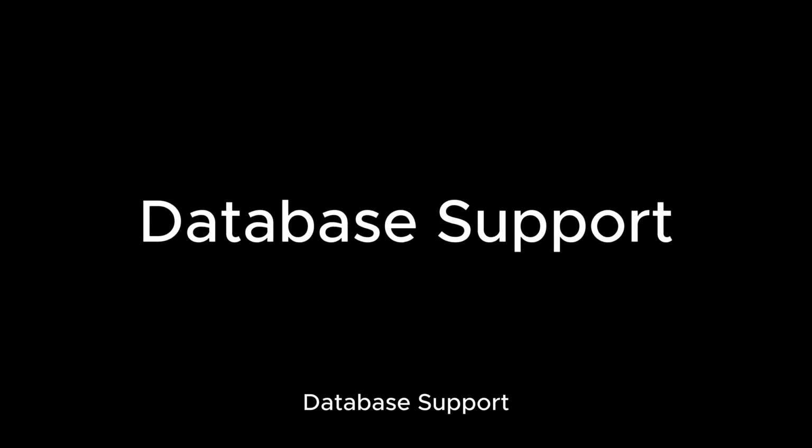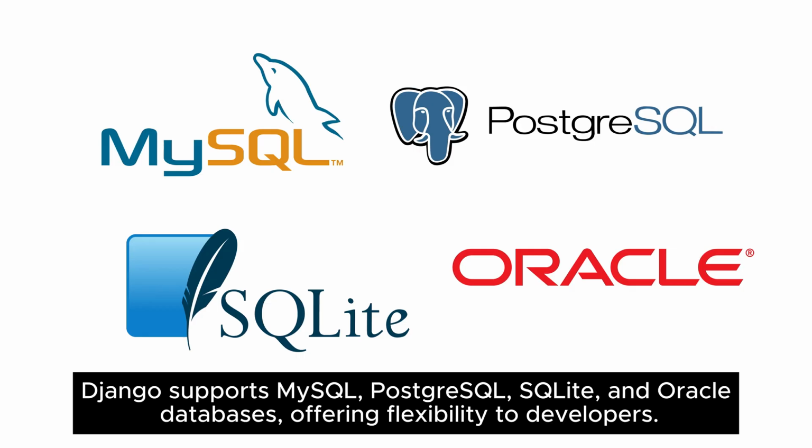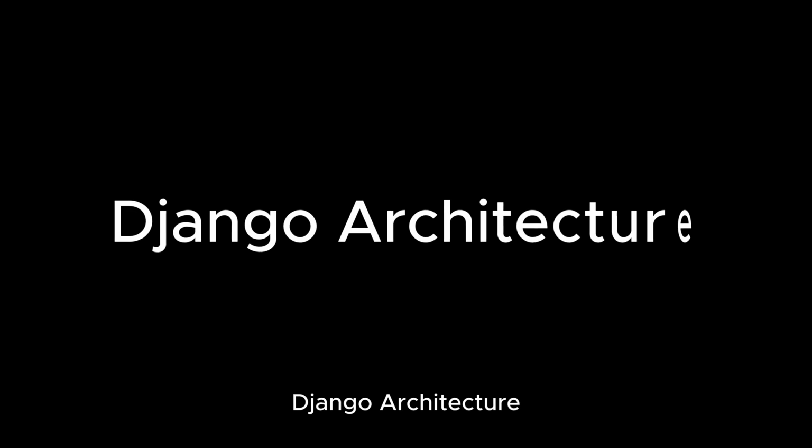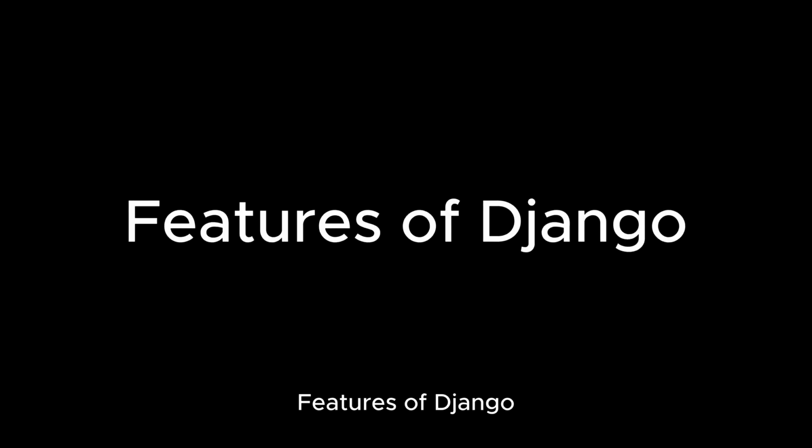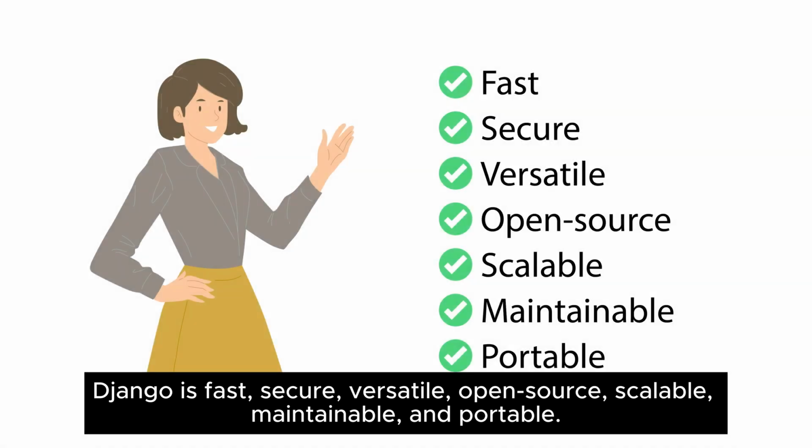Database support. Django supports MySQL, PostgreSQL, SQLite, and Oracle databases, offering flexibility to developers. Django architecture. Django follows the MVT, Model View Template, architecture, simplifying communication between data storage, web handling, and static content. Features of Django. Django is fast, secure, versatile, open source, scalable, maintainable, and portable.